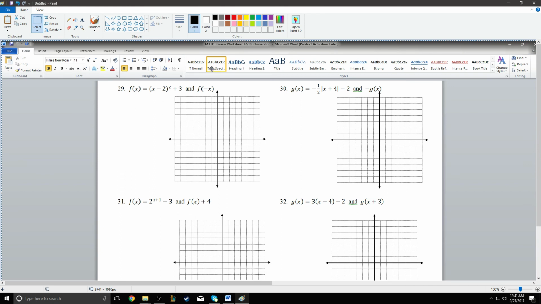Okay. So this function says go right 2, up 3. Right 2, up 3, put a dot. And this is a 1 in front, so you follow the 1, 3, 5 pattern. So it's right 1 up 1, right 1 up 3.